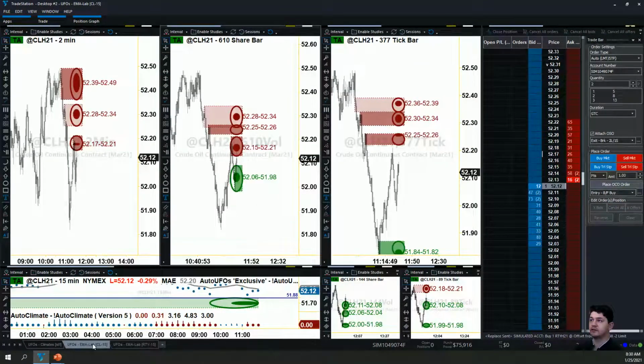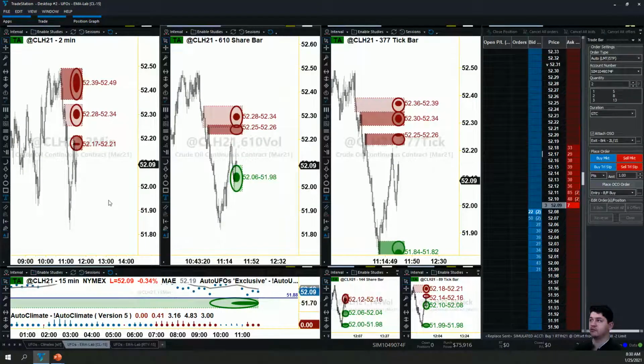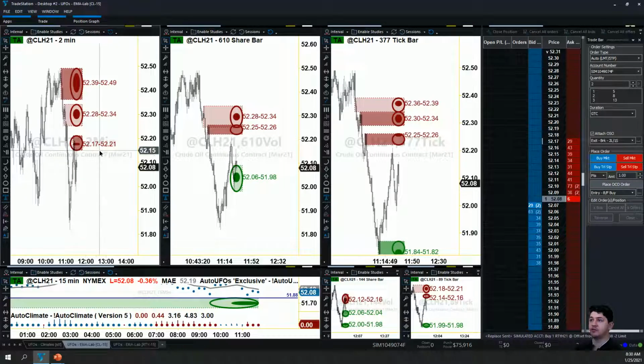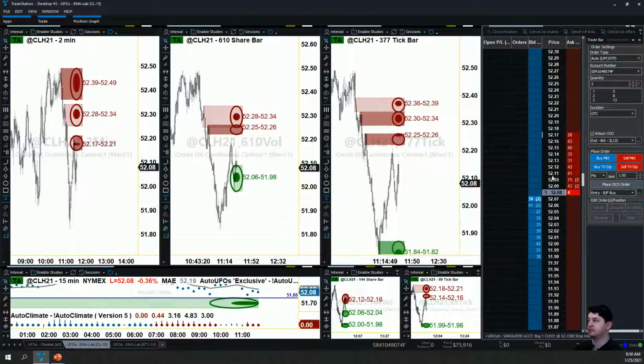All right. So we looked at crude oil. Crude oil is still showing that sensible short. We just got an update on the moving average, so we see it's at 52.19, and that actually falls within this UFO right here. So I'm going to go ahead and place this trade. Not there, 52. I'm going to look at this 52.15.